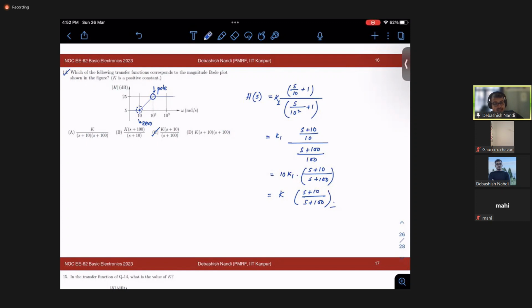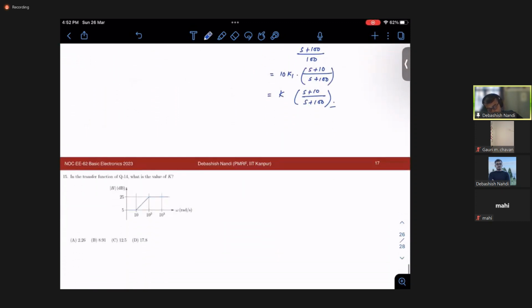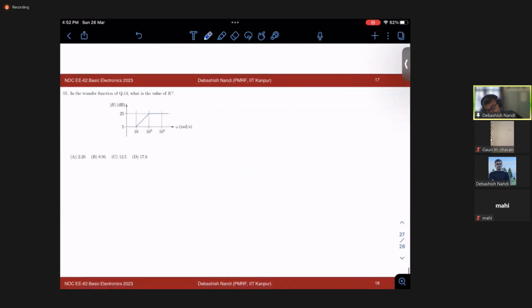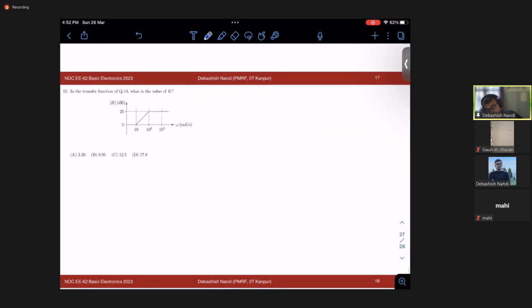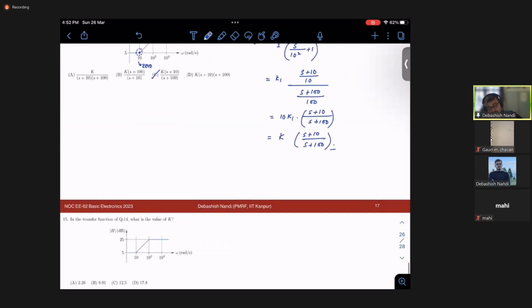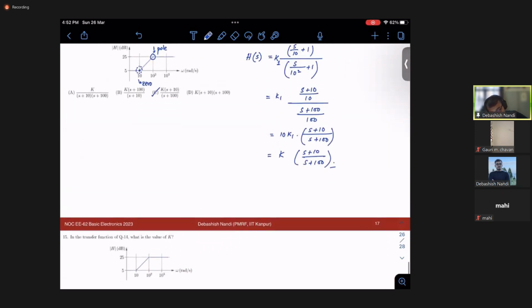These are pretty simple stuffs, right? Let's move on to the next problem, number 15. Okay, 15 says what is the value of k, right? What did we find? We found H(s) to be k times (s plus 10) over (s plus 100), right?